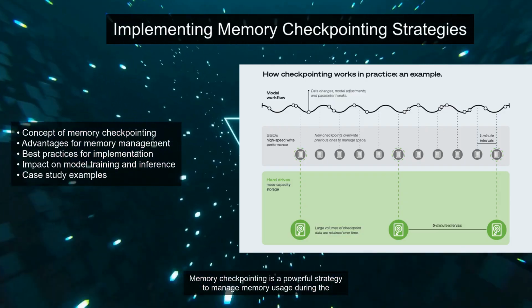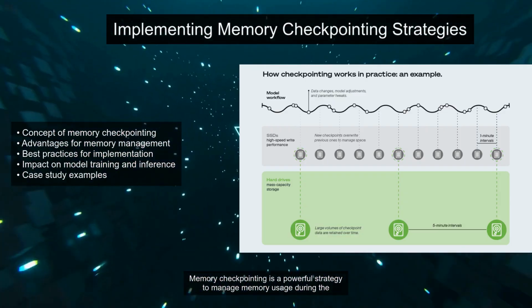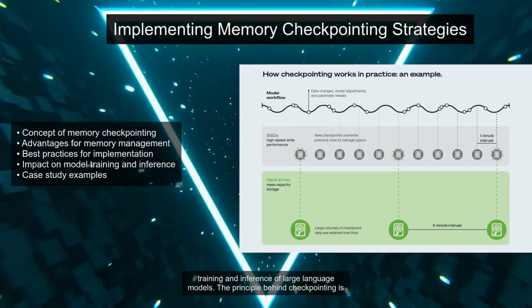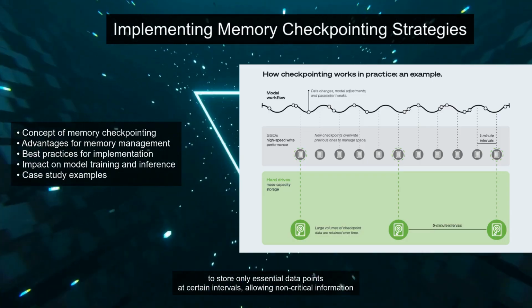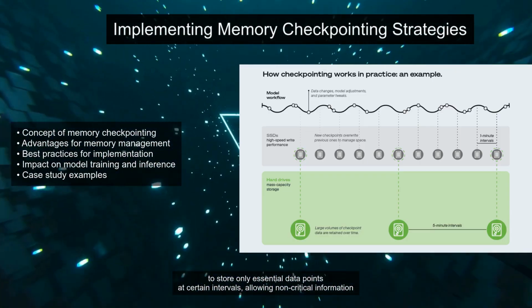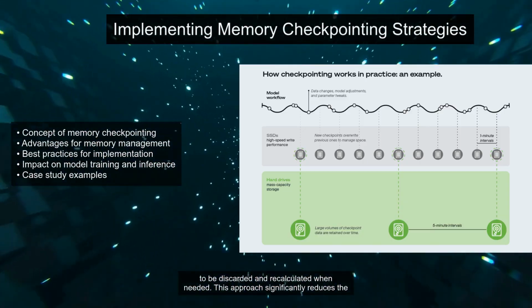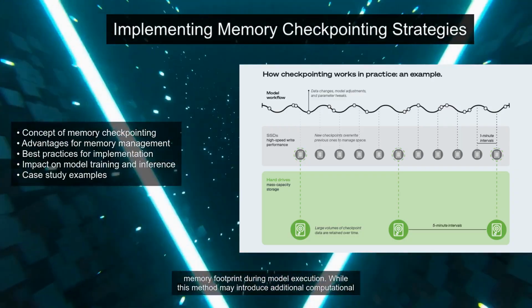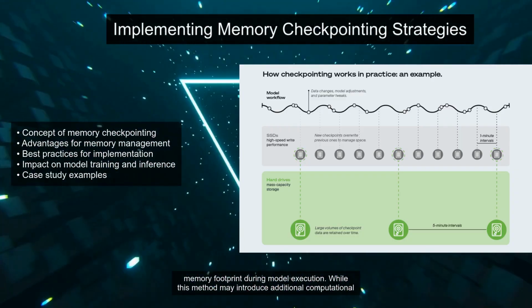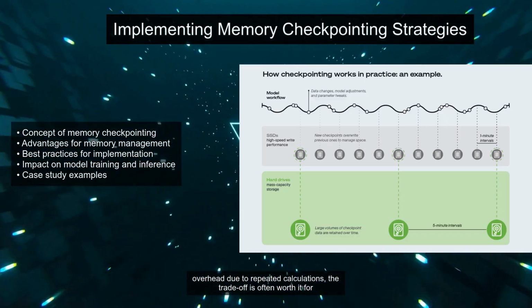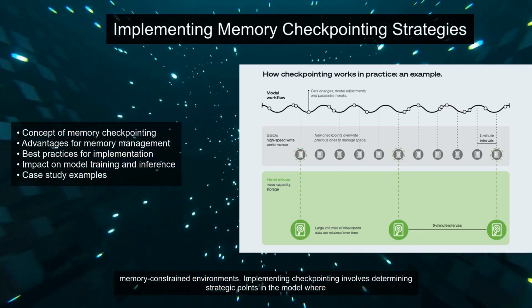Memory checkpointing is a powerful strategy to manage memory usage during the training and inference of large language models. The principle behind checkpointing is to store only essential data points at certain intervals, allowing non-critical information to be discarded and recalculated when needed. This approach significantly reduces the memory footprint during model execution.